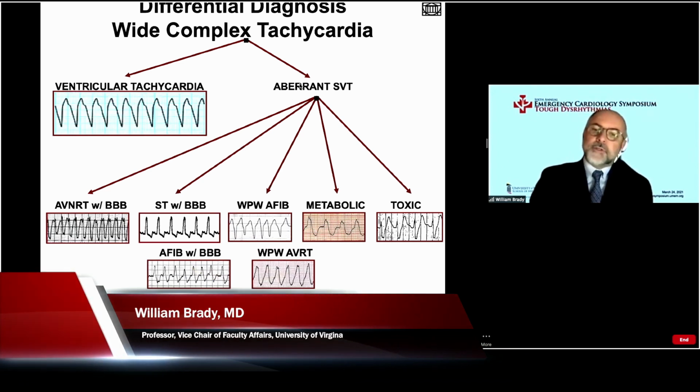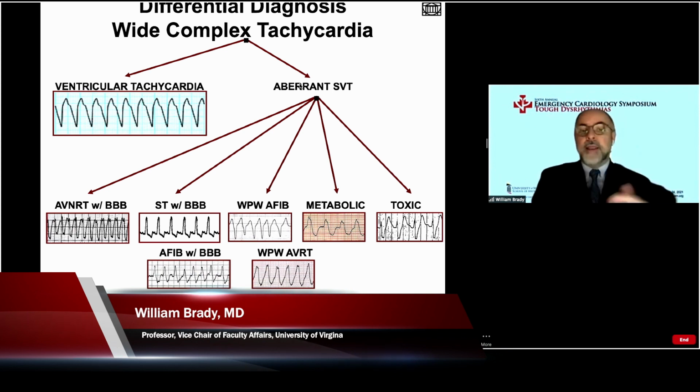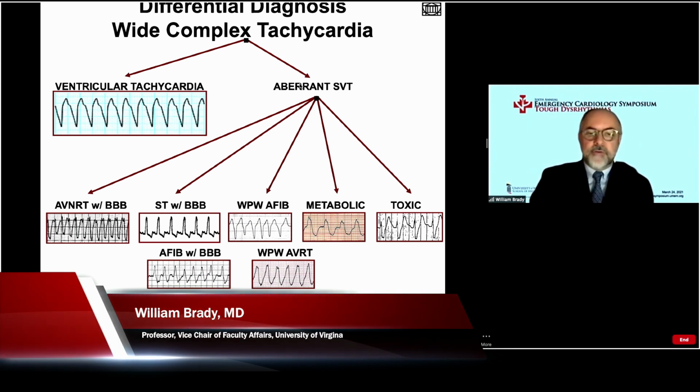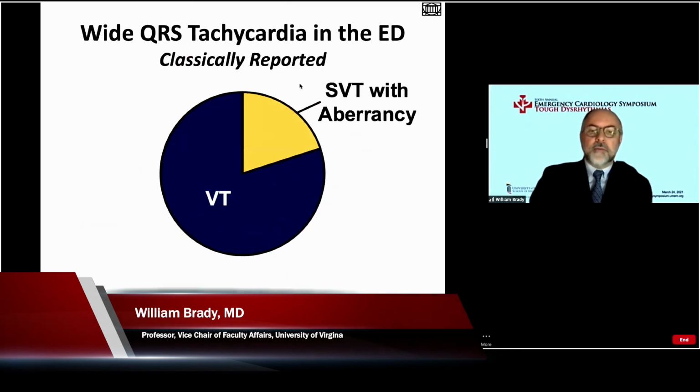So here's the differential diagnosis in a graphical sense. VT and SVT with aberrant conduction. The SVT with aberrant conduction includes many different dysrhythmias. The ones that I've placed at the bottom of the screen are the more common ones that we encounter in the emergency department, okay? So there are other entities out there, but these are the most common ones.